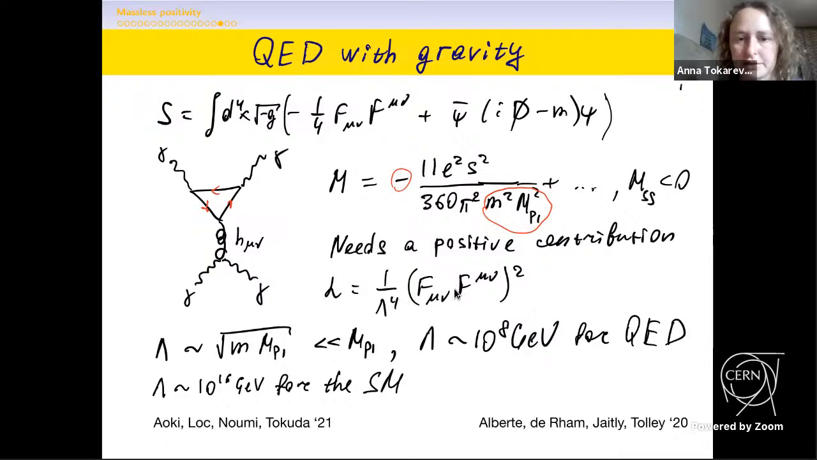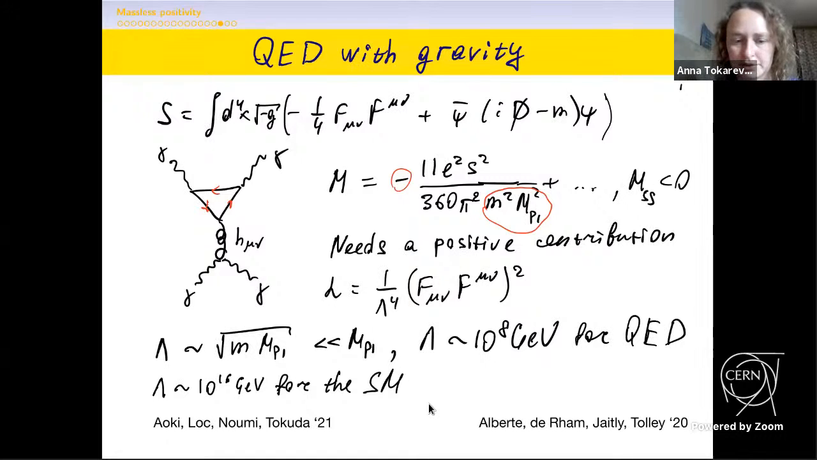So it means that in order to make the theory of quantum electrodynamics, when it's minimally coupled to gravity, consistent with positivity bounds and with the existence of good UV completion, one has to assume that there should be some new physics at the scale of already 10 to 8 GeV, which is quite surprising.